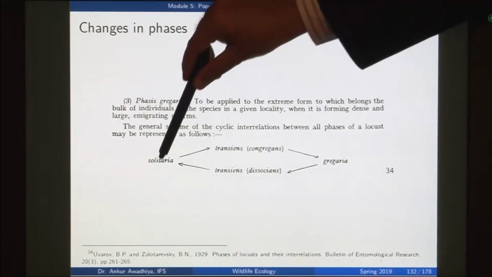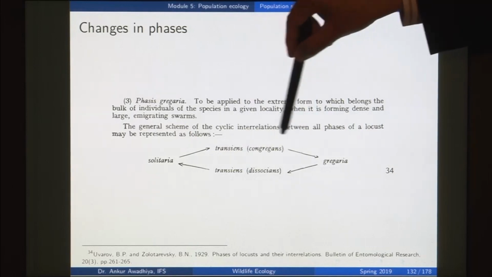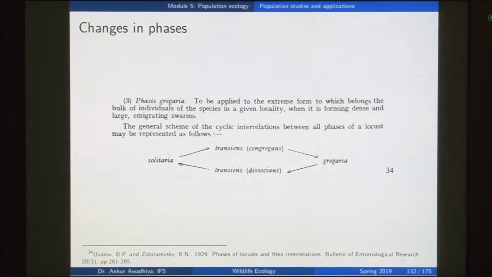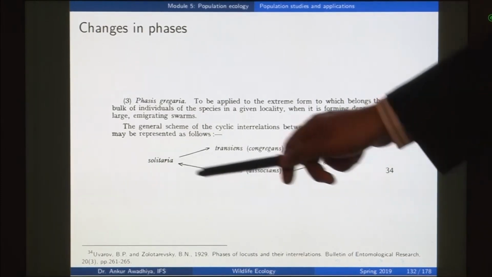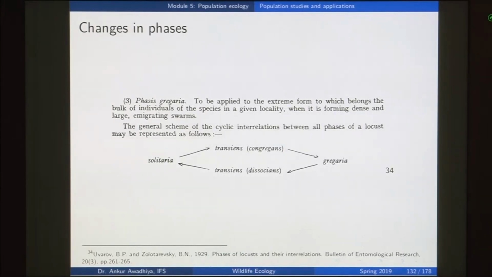Now, when the solitary phase is turning into the transient phase, we call it the congregance phase, because these are congregating. And when the gregaria are turning towards solitary, the transient phase is known as the dissociance phase, because they are now dissociating, they are now coming out of the swarms.